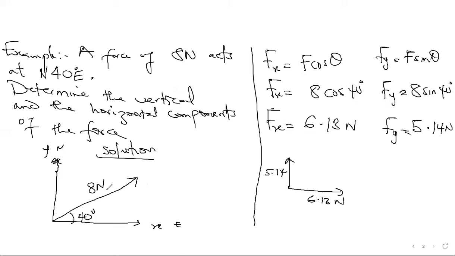So which means if I want to get my original force back, what I need to do is just to find the resultant of those two forces. So if I do r squared equals 5.14 squared plus 6.13 squared, and you calculate the r, it should give you the 8 Newton force back. Okay, so that's the first example. Let's look at another example.